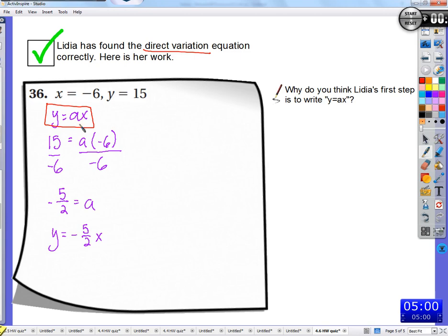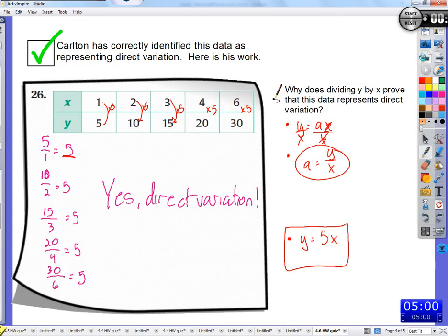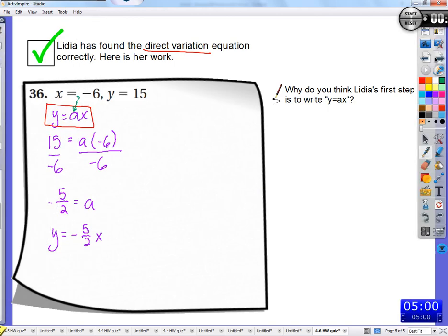Right? And to write this equation, she just needs to know what a is. What is a? Kind of like this previous one. If he has this very direct variation, we've got to be able to write it as y equals a times x. Bridger said, hey, 5 seems to work. 5 did work. It worked for every x, turned every x into y. So it was direct variation. So if it's direct variation, y is equal to a times x. You need to know what a is. Okay. So what does Lydia do next? How does she figure out what a is?